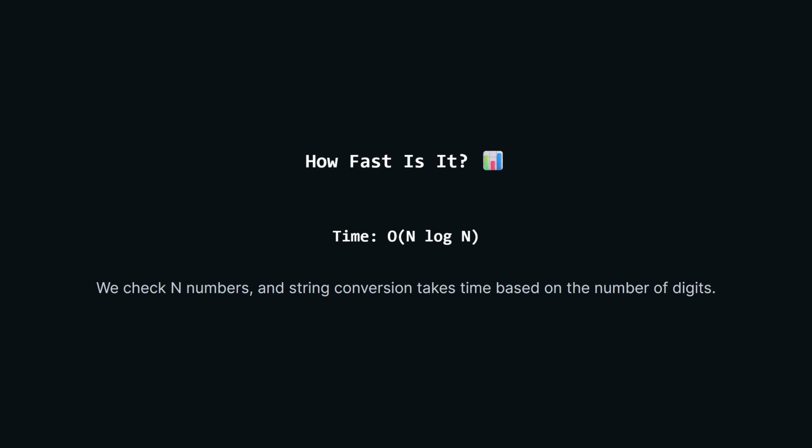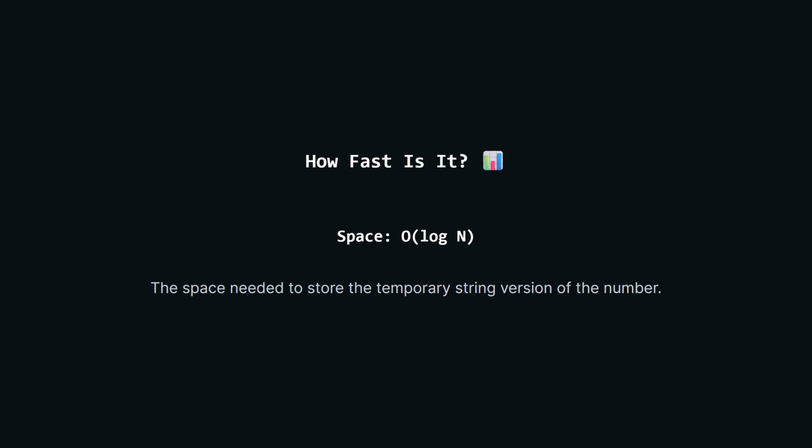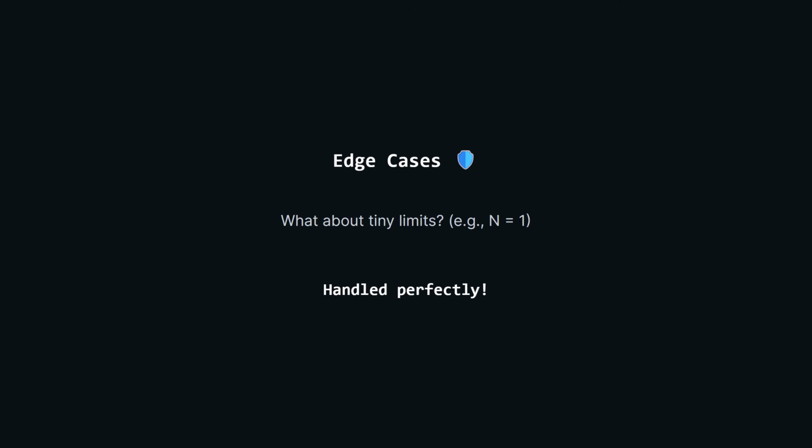Let's talk performance. The time complexity is order n log n. We loop n times, and checking the string takes a tiny bit of time proportional to how many digits the number has, which scales logarithmically. The space complexity is order log n. This is just the tiny bit of memory needed to temporarily hold the string version of whichever number we are currently checking.